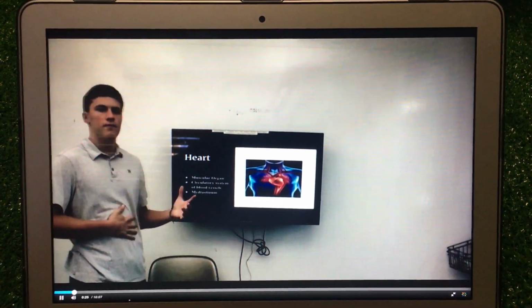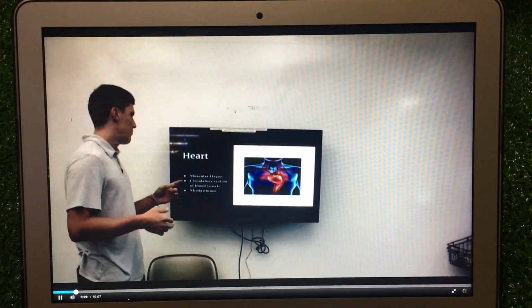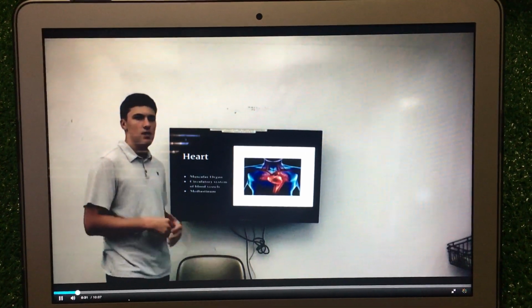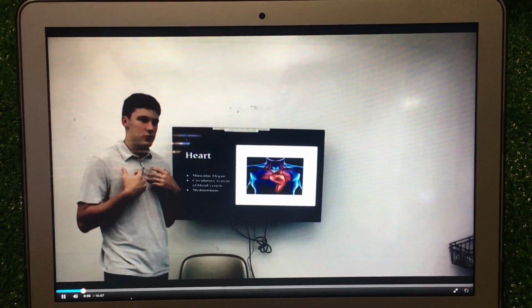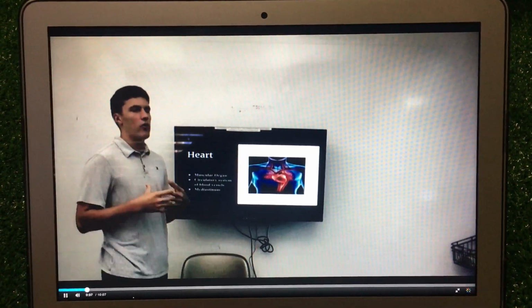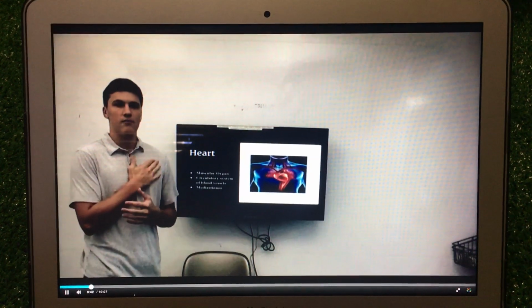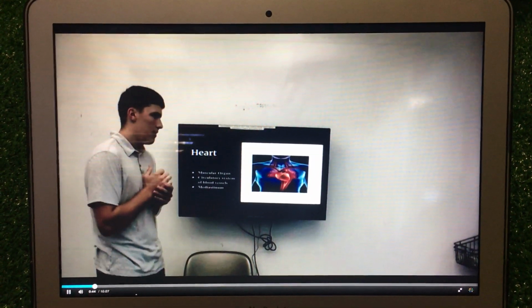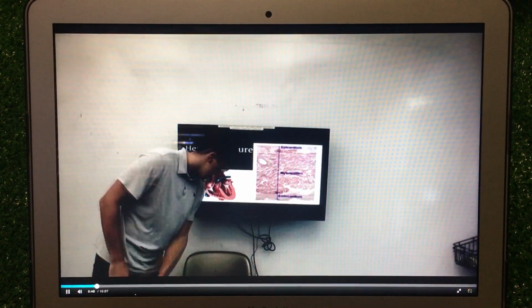It's a muscular organ. Its main job is to pump blood throughout the body. It does that through the circulatory system and the blood vessels. It's located in the mediastinum, which is between the two lungs. The majority of the heart is actually located on the left side of your body, which is why we place our hand on the left breast during the national anthem. And the apex is going to be inferiorly pointed to the left as well.